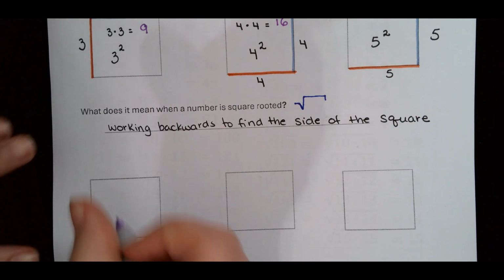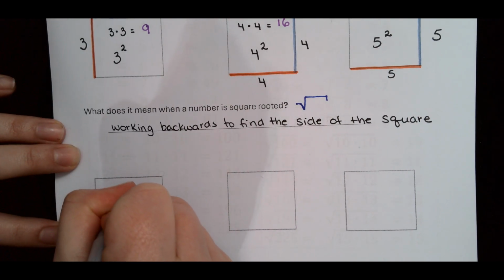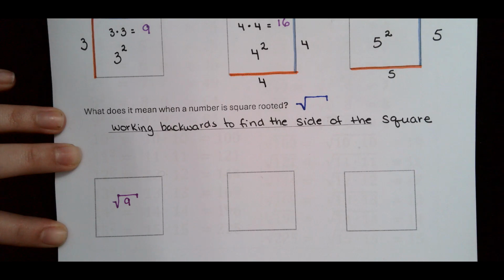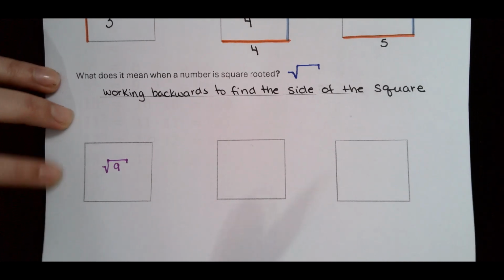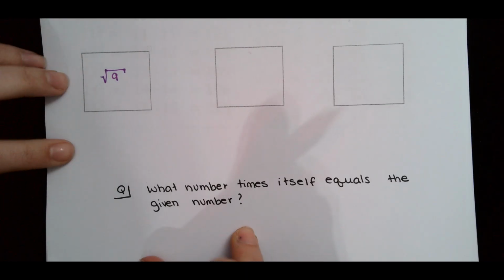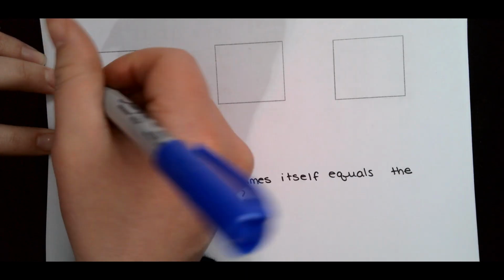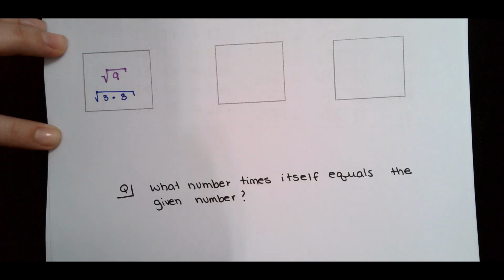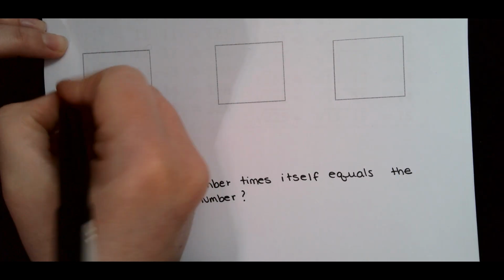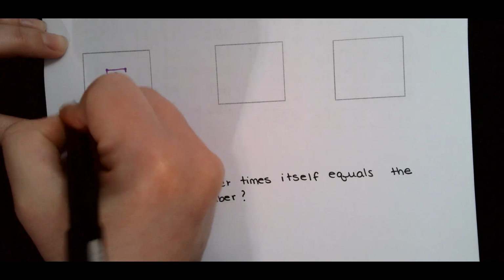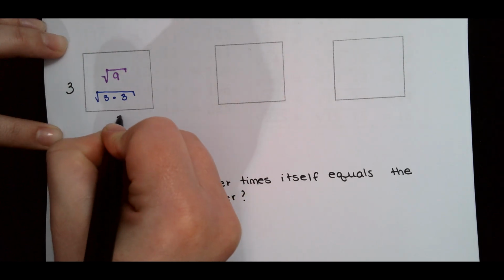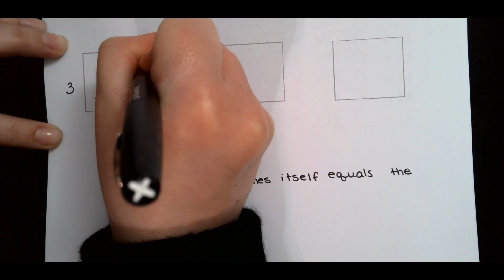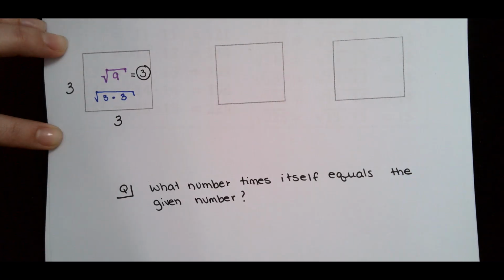If I tell you the question inside of a square is the square root of 9, what number times itself gives you 9? That means we have 3 times 3. My sides of the square are 3 and 3. So what is my answer for the square root of 9? My answer is 3.